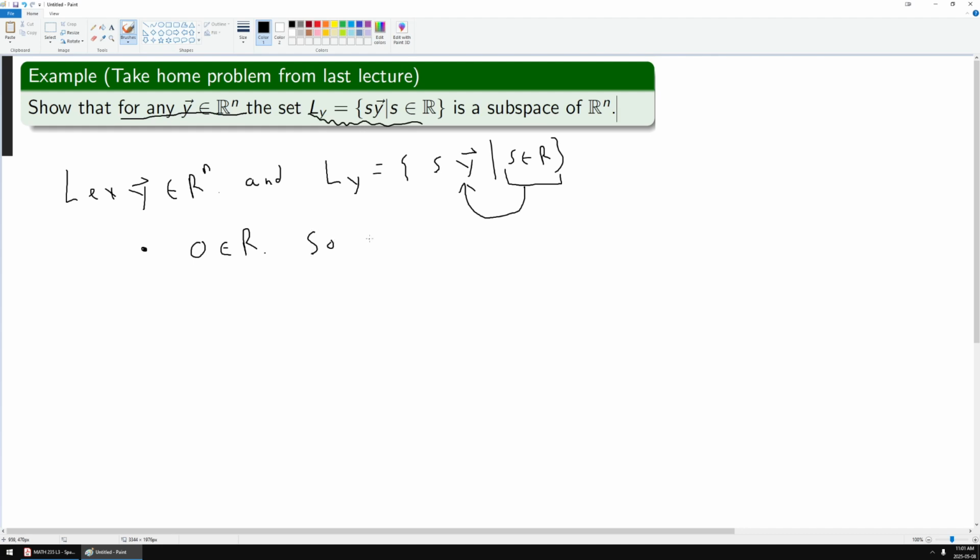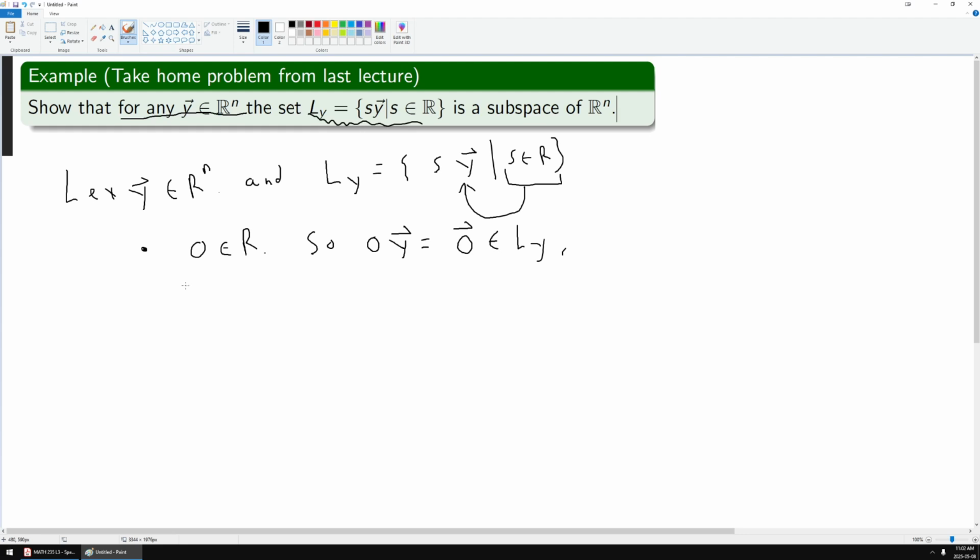So 0 times y, which we know the 0 in the underlying field times any vector always gives us the 0 vector, is going to be an element of Ly because it satisfies the definition, this term up here, of being in Ly. Yep, done, non-empty.